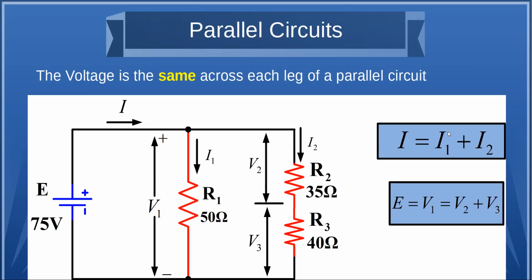Okay, so the voltage is going to be the same across the path. That's the key. On a parallel circuit, the voltage will be the same. On a series circuit, the current will be the same.